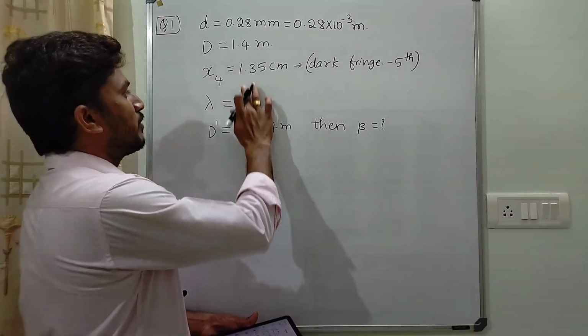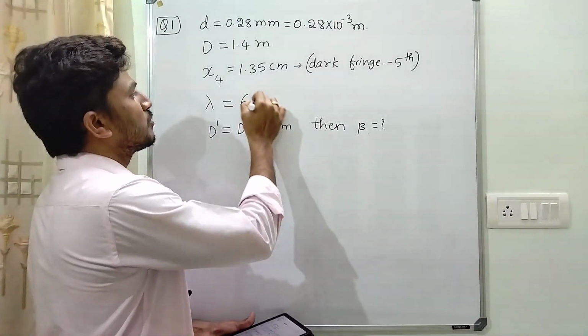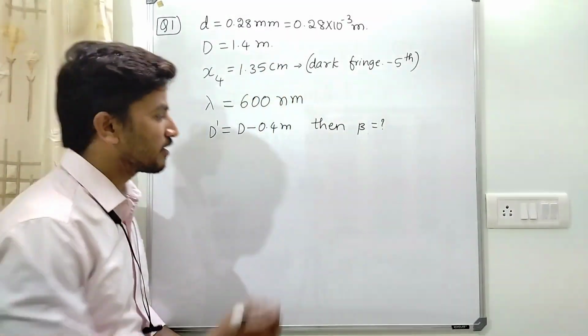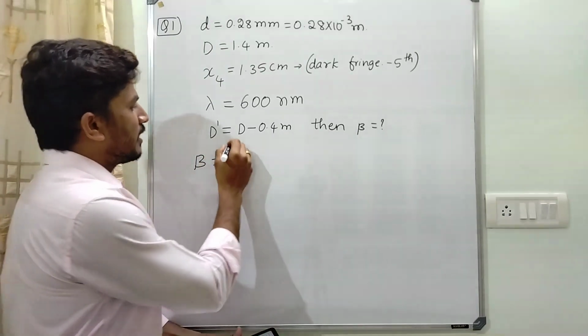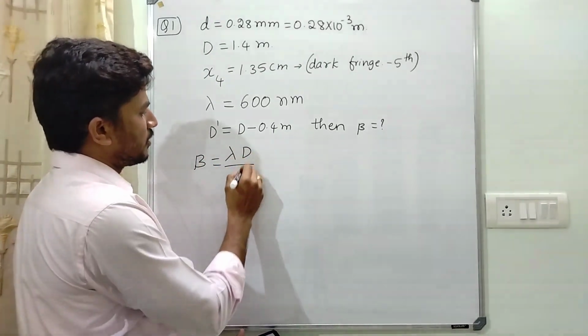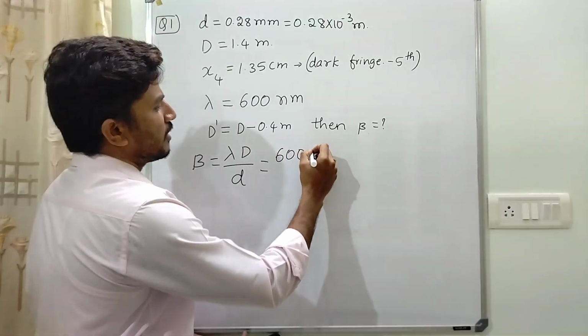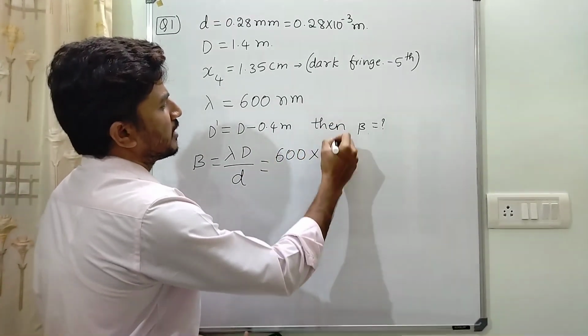Okay, dear students, we have got the value of lambda, that is 6000 angstrom or 600 nanometer. Now calculate the value of beta here. So beta is given by lambda D by small d. So what is the value of lambda? 600 nanometer, 600 into 10 to the power minus 9 meter.